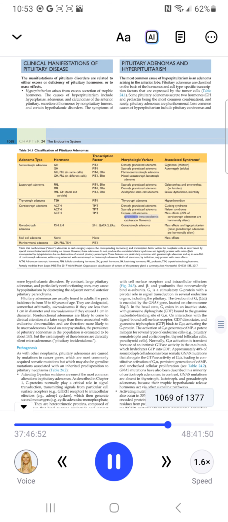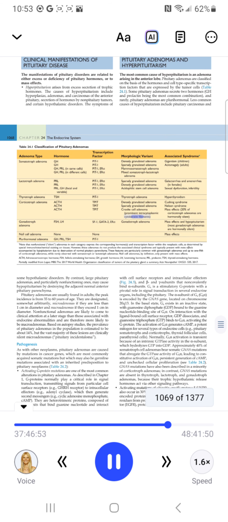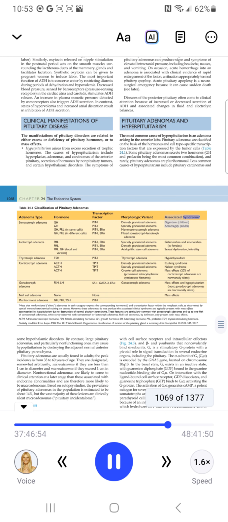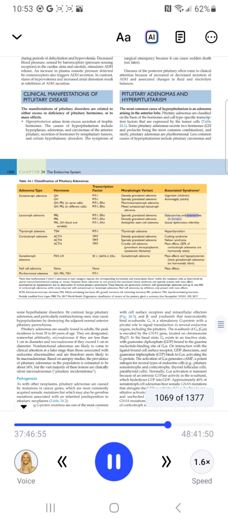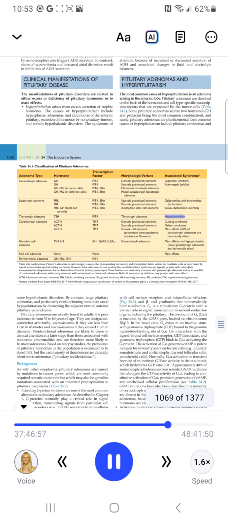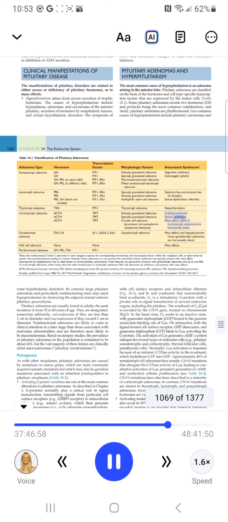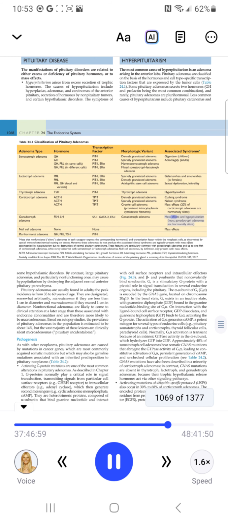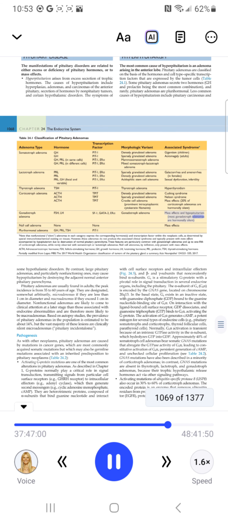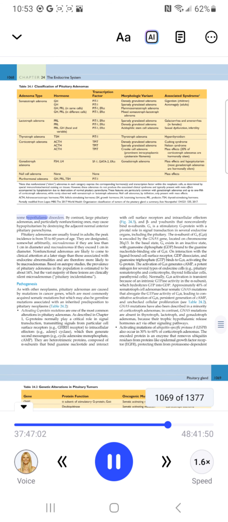Prominent intracytoplasmic cytokeratin filaments, gonadotroph adenoma. Associated syndromes: gigantism in children, acromegaly in adults, galactorrhea and amenorrhea in females, sexual dysfunction, infertility, hyperthyroidism, Cushing syndrome, Nelson syndrome, mass effects. 20% of corticotroph adenomas are hormonally silent, with mass effects and hypopituitarism. Most gonadotroph adenomas are hormonally silent, with mass effects, and some hypothalamic disorders.